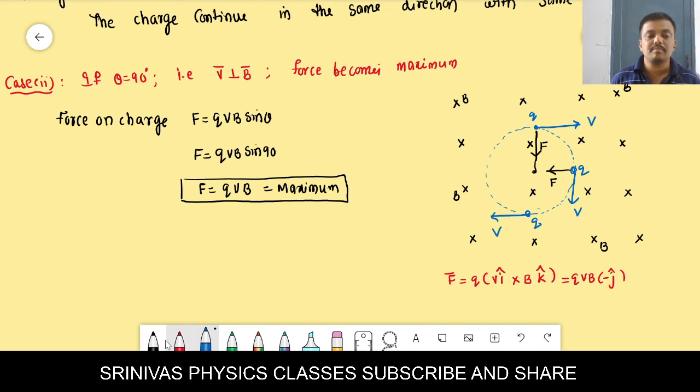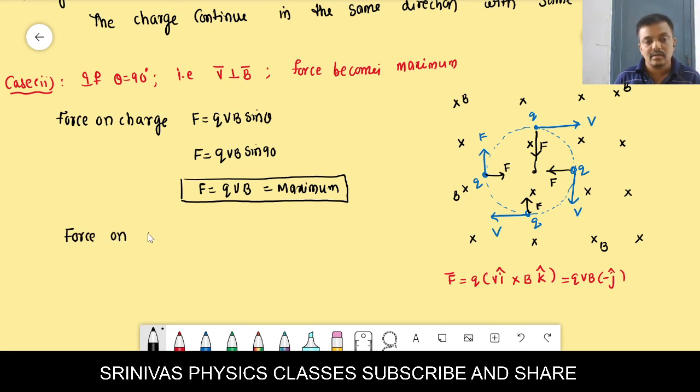In the previous case, when the velocity is parallel to the magnetic field, there is no force on the charge, then no change in the direction of motion, and the charge moves with constant velocity. But now, when the velocity is perpendicular to the magnetic field, the force becomes maximum. This is the magnetic force on the charge, and that serves as the centripetal force.